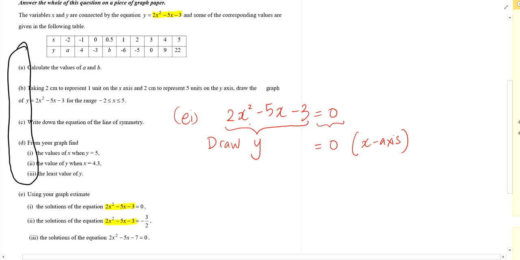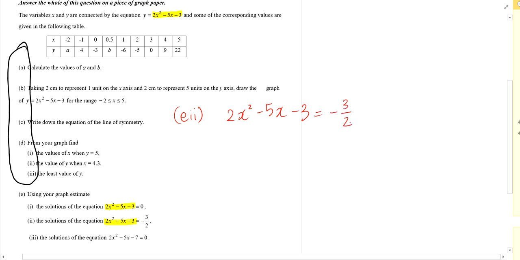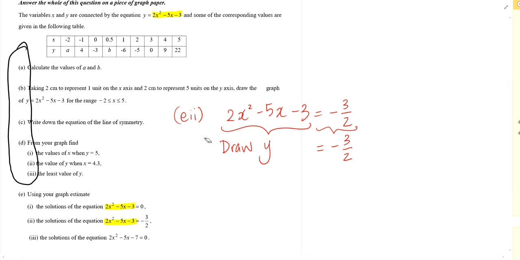So now for E part 2, we've got 2x squared minus 5x minus 3 is negative 3 over 2. Same thing, write down this is equal to y, and I already have the graph. Copy everything else down, equals to negative 3 over 2. So write draw. This again is a horizontal line. Determine where it is, find the points of intersection. Now the interesting one is part 3.